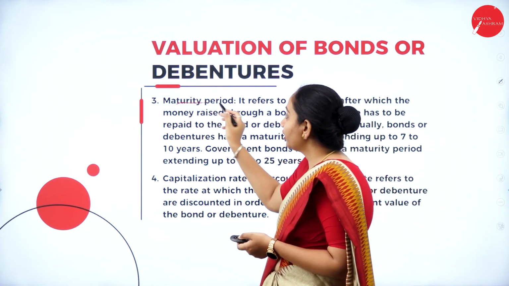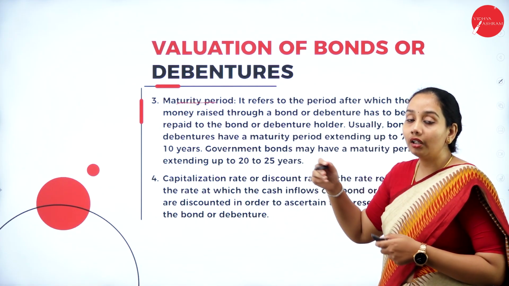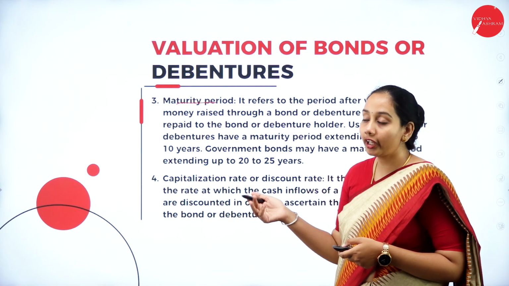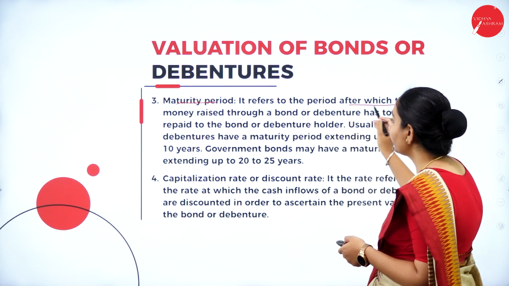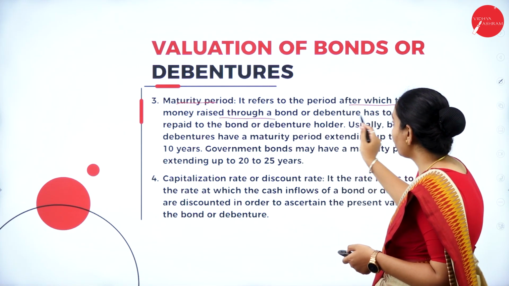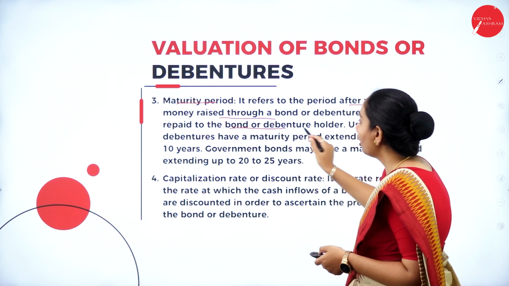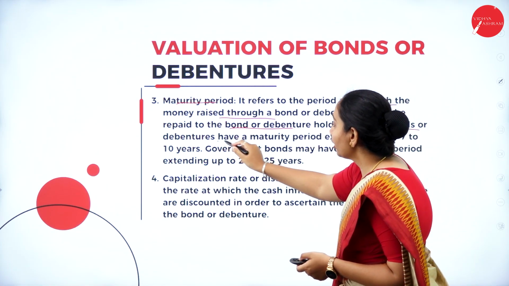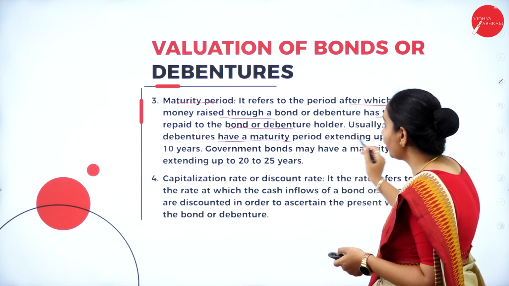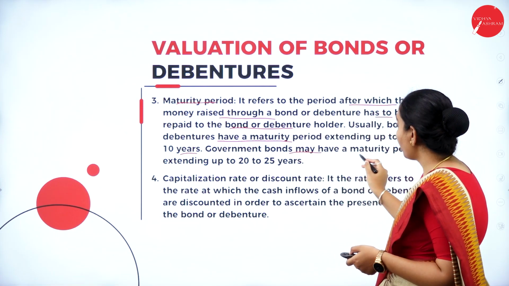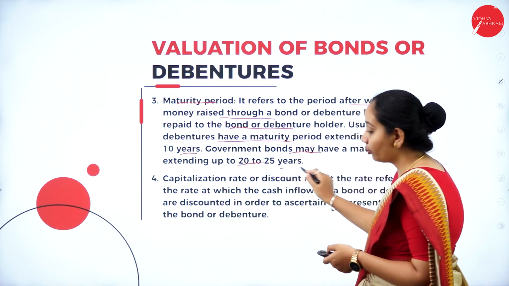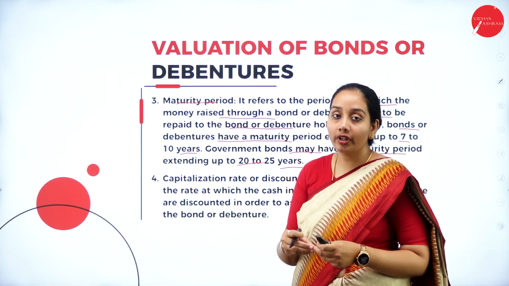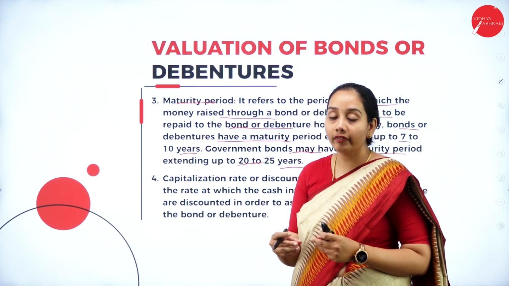Next is maturity period. Based on the time period or time frame also, the valuation of a bond or debenture can be done. It refers to the period after which the money raised through a bond or debenture has to be repaid to the bond or debenture holder. Usually bonds have a maturity period extending up to 7 to 10 years, whereas government bonds may have a period of up to 20 to 25 years. So the number of years or the time frame of the maturity of the bond will be mentioned.